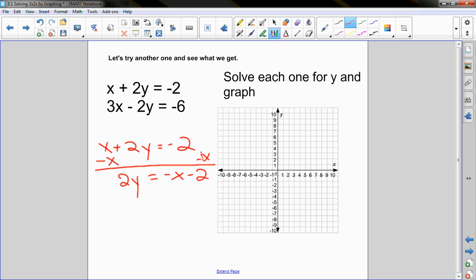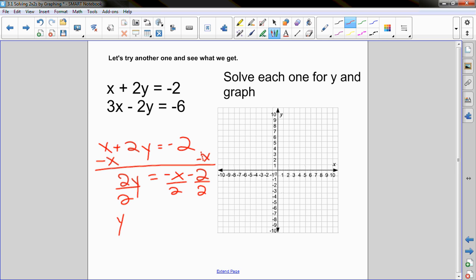Because remember, I can't combine them. They're not like terms. So my x is one thing and my plain number is another. It's not solved for y yet. I don't want 2y equals. I want y equals. So what do I do? Divide by 2. Yep, I divide by 2. Everything is divided by 2.